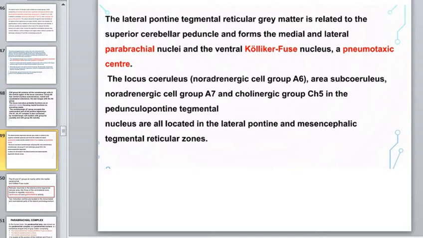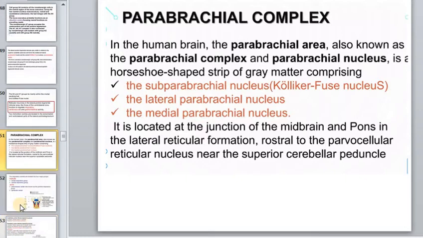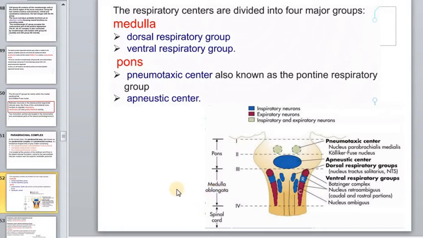What could be more important than breathing and heartbeat? And here we see the parabrachial complex, a very important part of the reticular formation. In the human brain, the parabrachial area, also known as the parabrachial complex and parabrachial nucleus, is a horseshoe-shaped strip of gray matter, and a lot of different nuclei are located there. It is located at the junction of the midbrain and pons in the lateral reticular formation, rostral to the parvocellular reticular nucleus near the superior cerebellar peduncle. And here we see the location of these parts, and the respiratory centers.